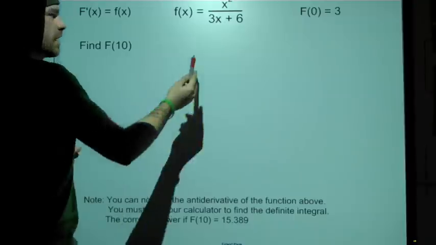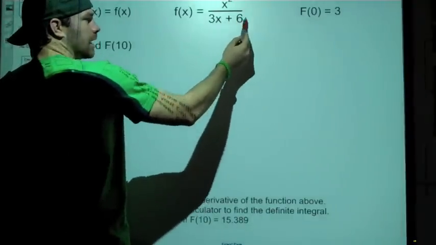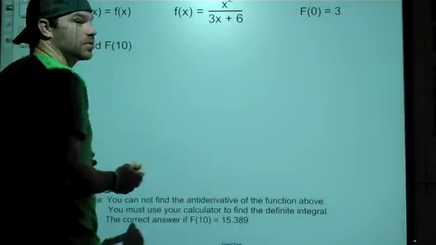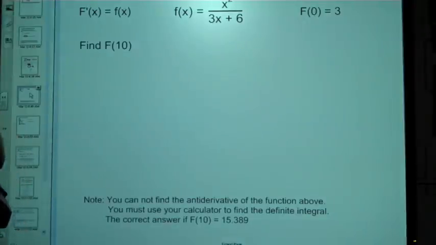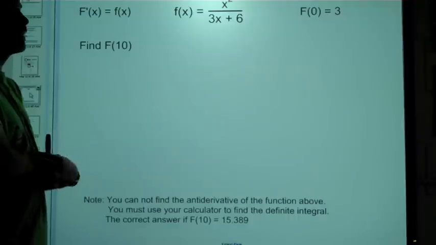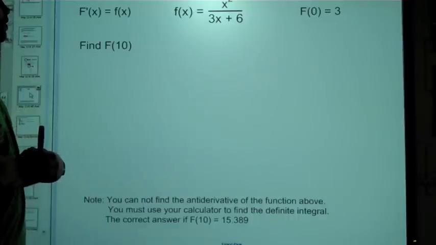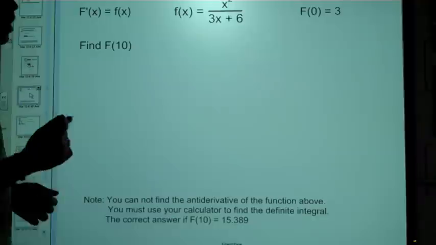Because when we find the derivative of the bottom, that's just going to be 3. That's not going to cancel x squared. So u substitution won't work. We cannot find the antiderivative. It is not possible to find the antiderivative. So we're going to use our calculator, and we're going to use what we know is true.